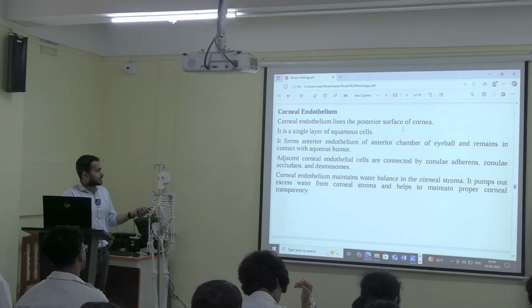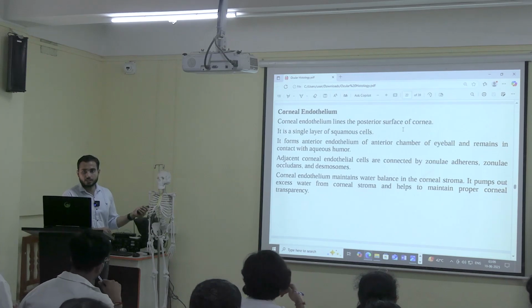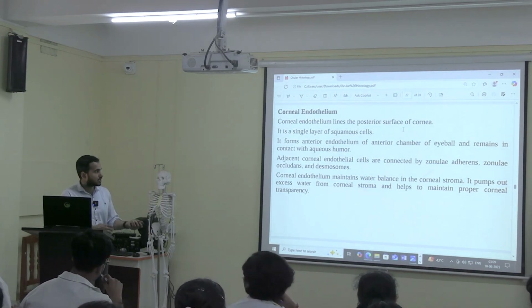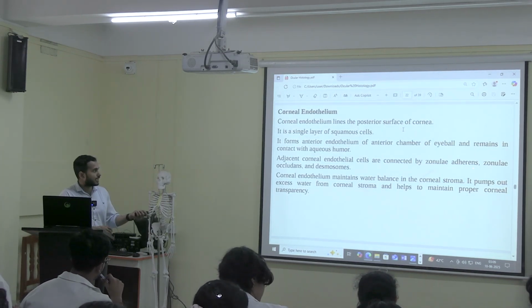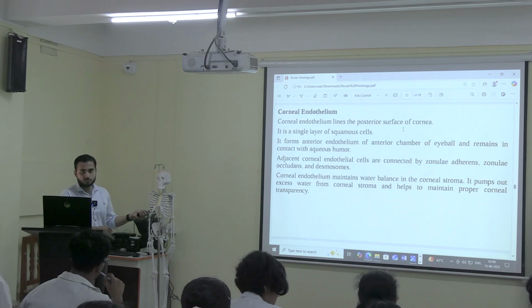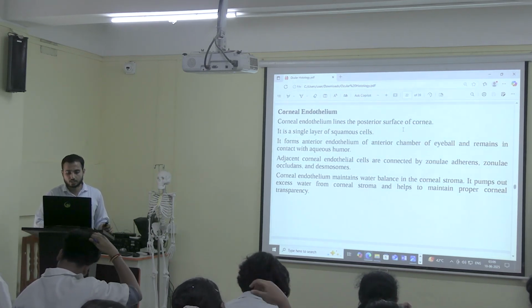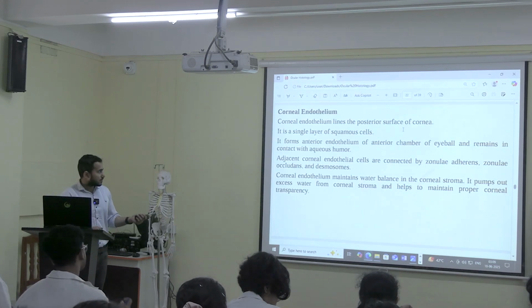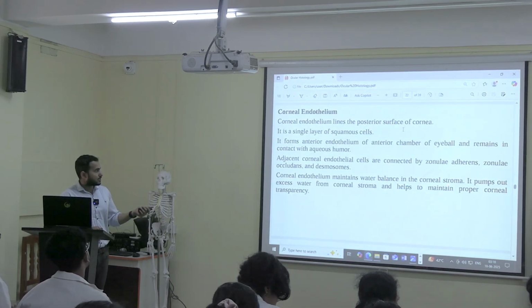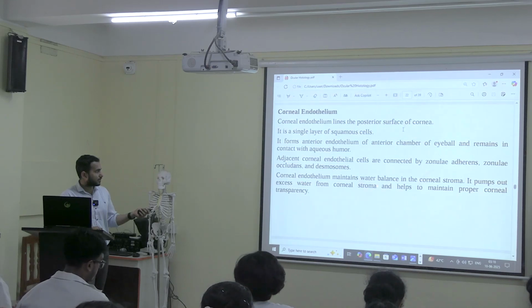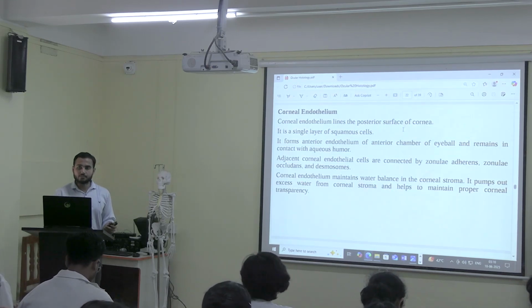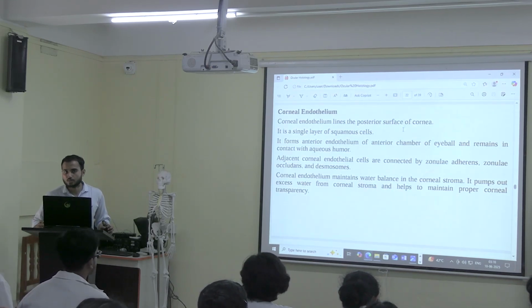Now the cells of the corneal endothelium, how are they attached? They are attached by zonula adherens, zonula occludens, and desmosomes. These are some connections between the cells of the endothelium. So corneal endothelium maintains the water balance of the corneal stroma, very important. It pumps out the excess water from the corneal stroma, and it helps in maintaining the transparency of the cornea.